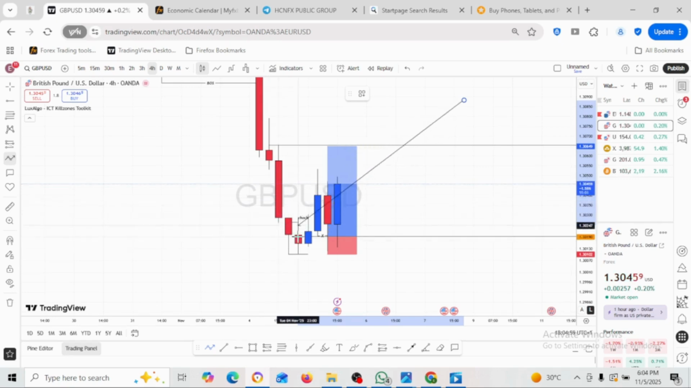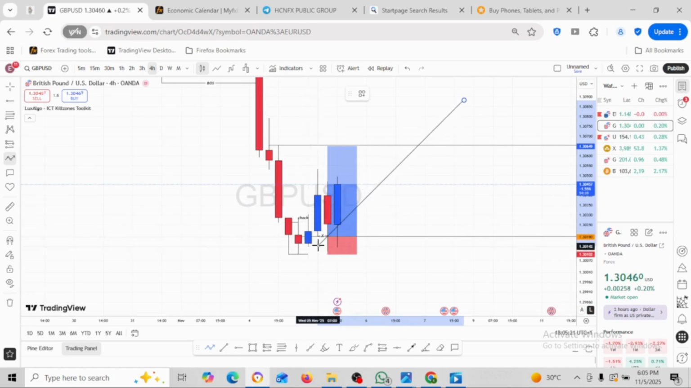And what happened over here? We had an indecisional candle. This is an indecisional bearish candle, telling us that there is a battle between the buyers and the sellers. And now after this battle candle, we had a bullish candle over here, and the buyers tried buying the market upwards, but what happened? They were rejected downwards.